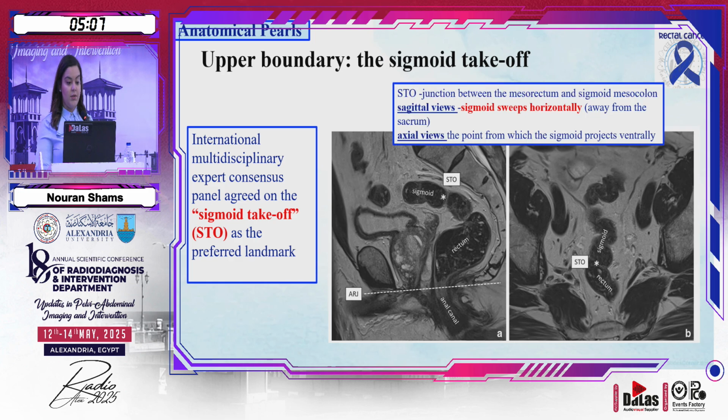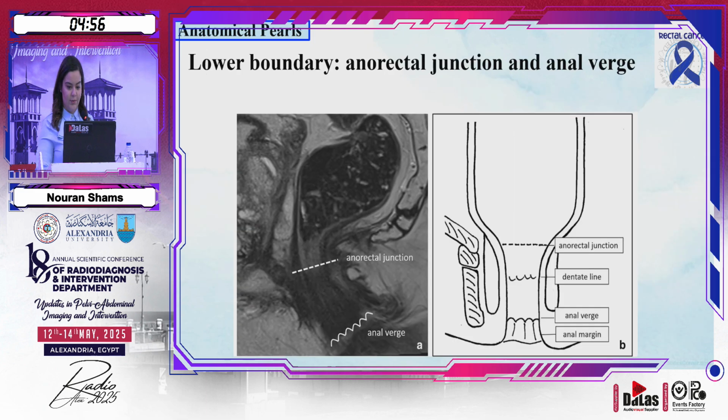How do we define it? It is actually the junction between the mesorectum and the sigmoid mesocolon. And on sagittal images, it can be viewed as the point where the sigmoid sweeps away from the sacrum.